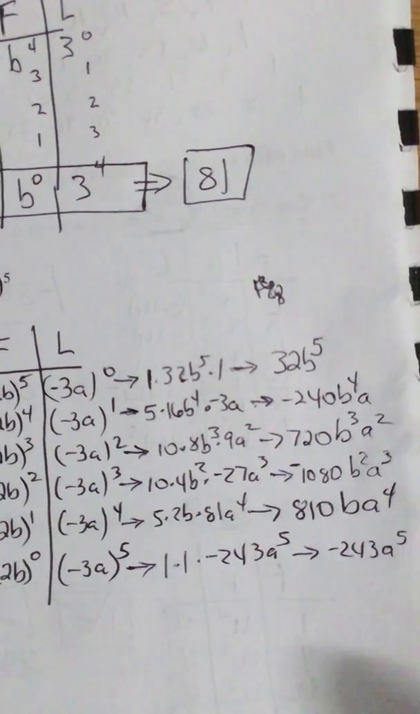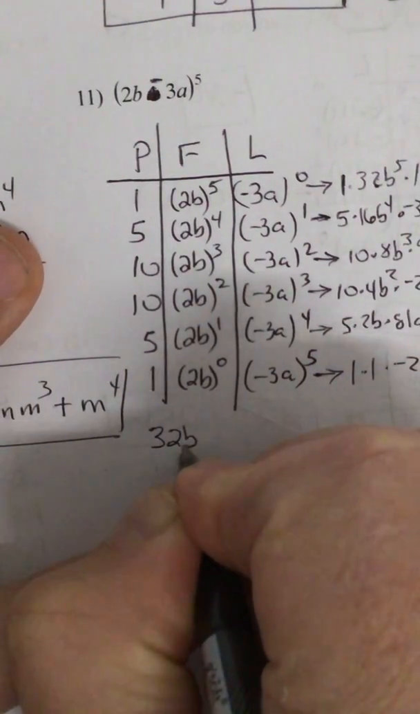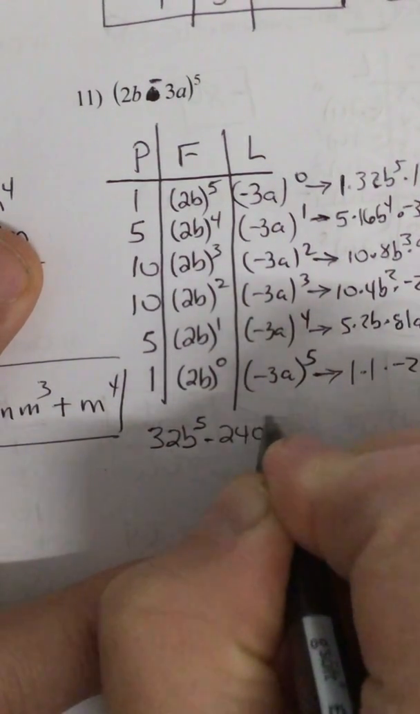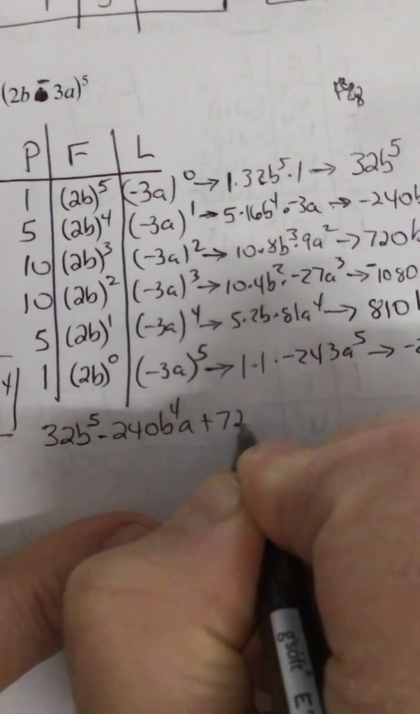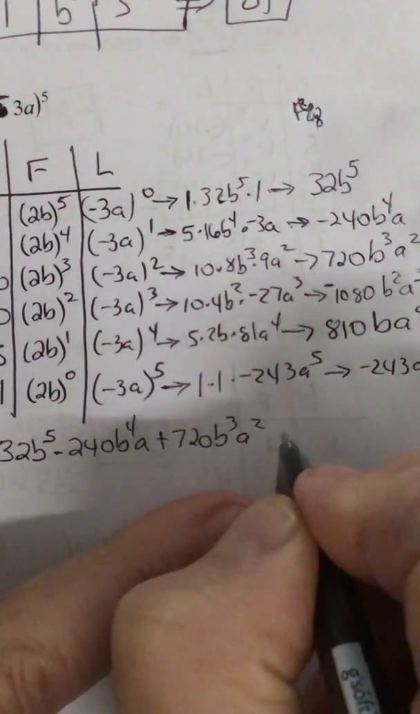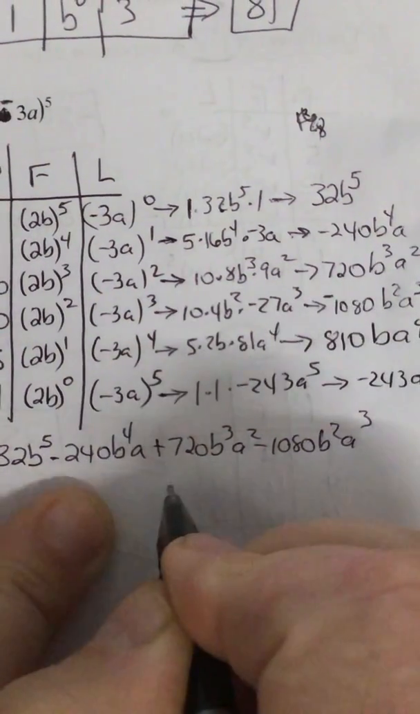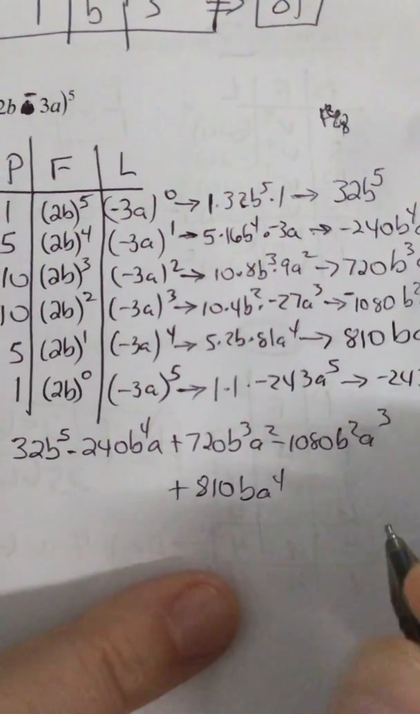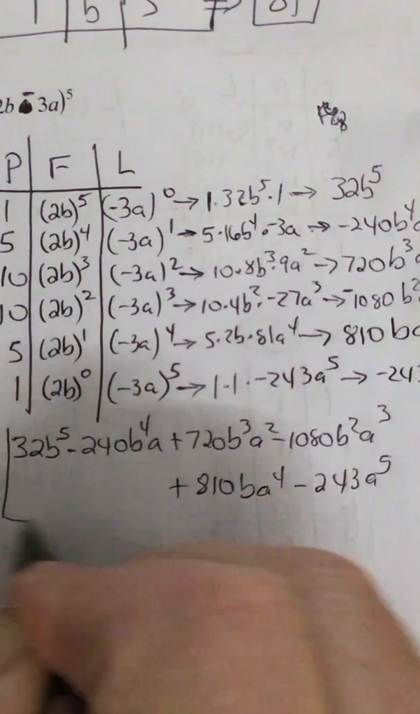And now we just put it down all together. So our final answer here is 32b to the 5th minus 240b to the 4th a plus 720b to the 3rd a squared minus 1080b to the 2nd a to the 3rd plus 810b a to the 4th minus 243a to the 5th. And there is the whole thing.